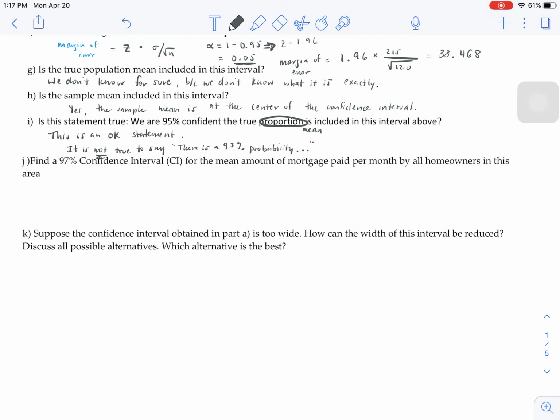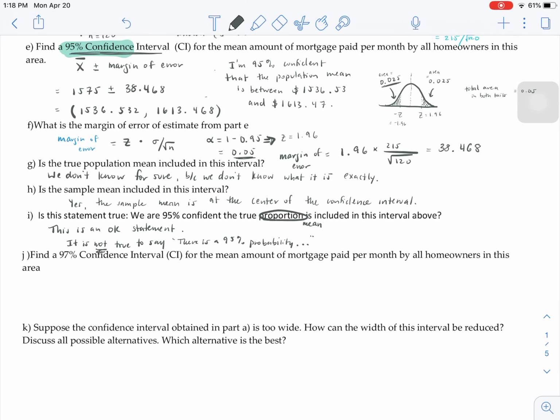What's the difference? Why is it not true to say there's a 95% probability that the true mean is in this interval? Well, if you think about it, the true population mean either is or is not in the confidence interval. There is no middle ground. It either is or it isn't between these two numbers. So there's either a 0 or a 100% probability that it's in there. It either is not or it is. So that's why we can't say that there's a 95% probability. We can say we're 95% confident. It's a subtle, but it's an important distinction.